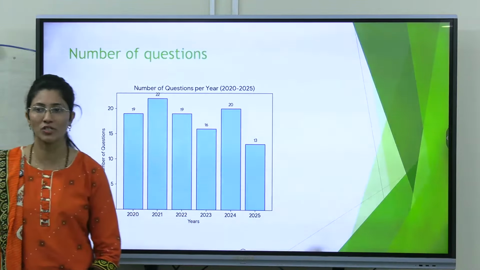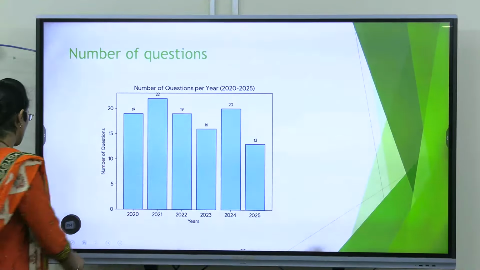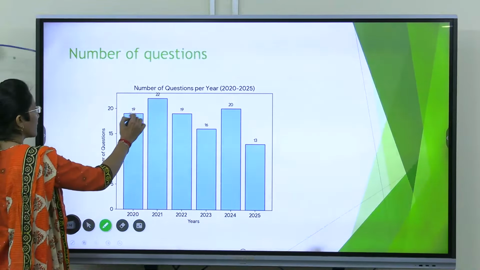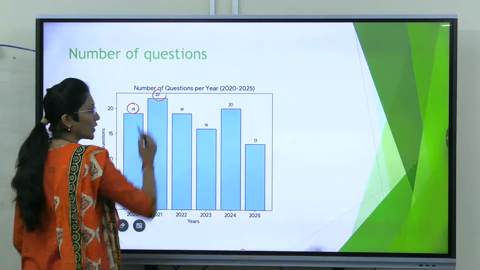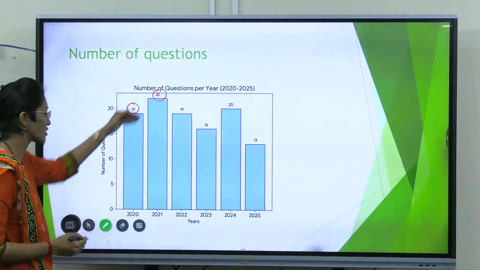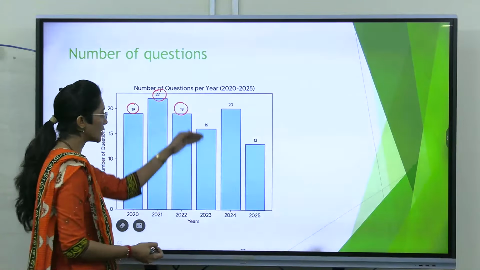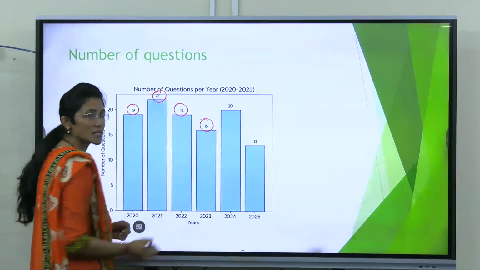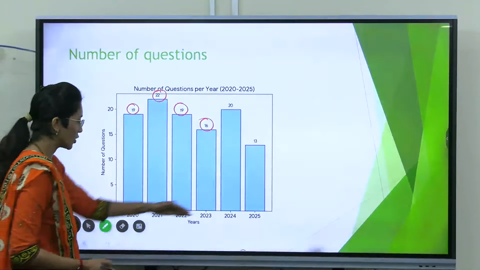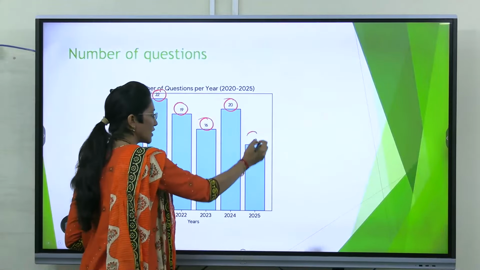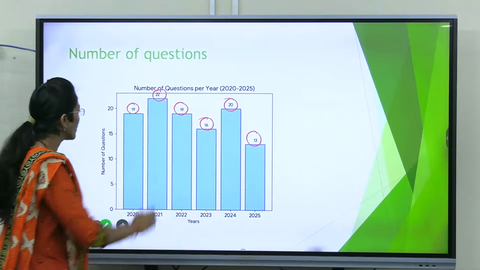Look at the number of questions coming from the environment topic every year. 2020, we have 19. 2021, 22 questions were asked from the environment section. 2022, 19 questions again. 2023, we have 16 questions. 2024, we have 20 questions. And 2025, we have 13 questions. So here, you see a trend.